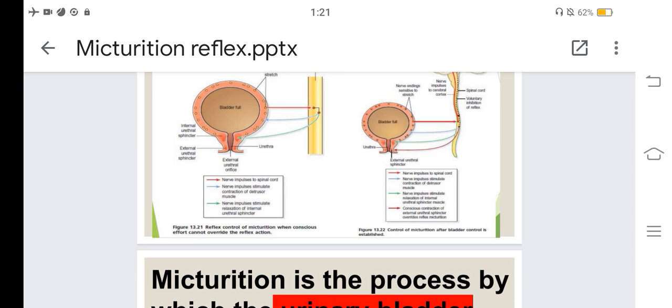Nerve impulses stimulate contraction of the detrusor muscle. Nerve impulses stimulate relaxation of the internal urethral sphincter muscle. Then conscious contraction of the external urethral sphincter overrides reflex micturition. So that's how control of micturition is exercised after bladder control is established.